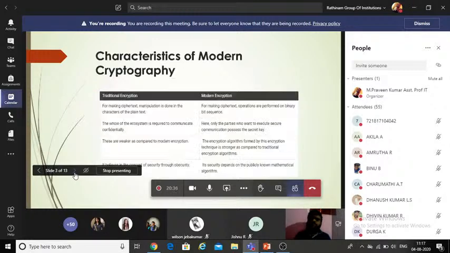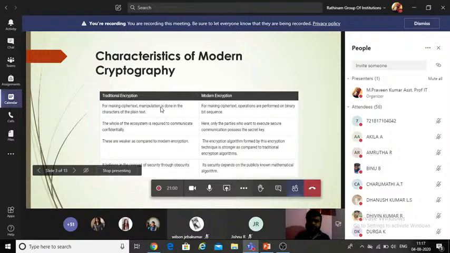Okay, and the third one is characteristics of modern cryptography. What is the difference between traditional encryption and modern encryption? In the last class we have seen all the parts and all the types in traditional encryption, so we know about traditional encryption. How is modern encryption going to differ from it?